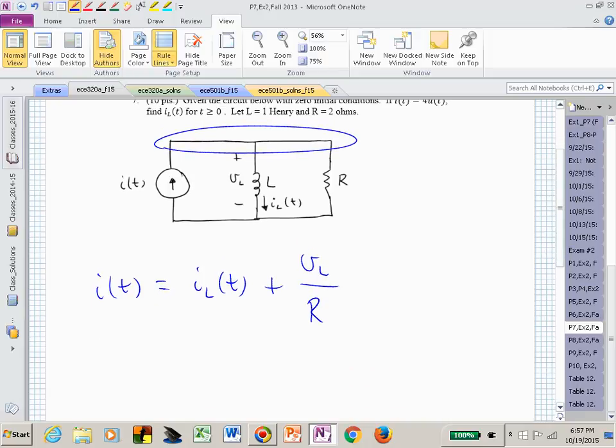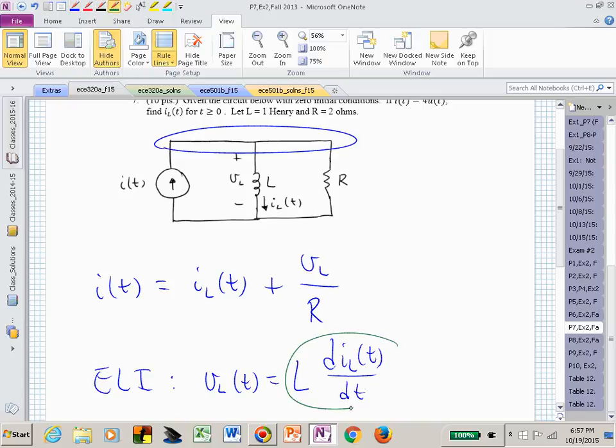But that doesn't quite look like a first order differential equation, does it? We need to get rid of that V sub L, but you know how to replace that V sub L in terms of the inductor current. That's ELI coming to your rescue. Now ELI tells you that the inductor voltage is L di sub L dt. And this entire piece can go in for V sub L.